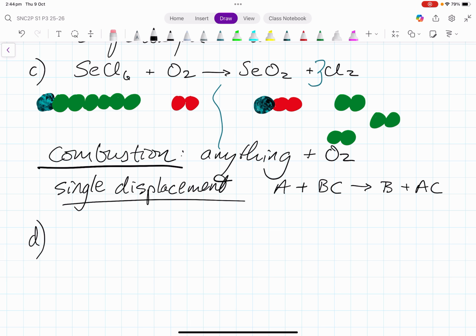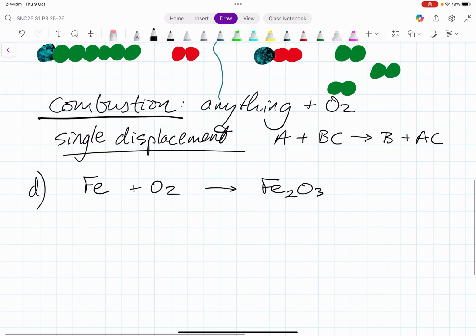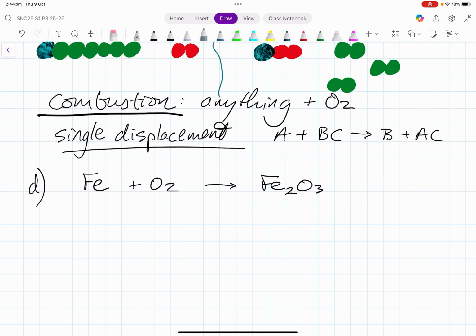Okay, next one is Fe plus O2. Now somebody today was asking me about rust. What is rust? Well, rust is when iron oxidizes. Now, the main component of rust is this chemical, but there are others like iron hydroxide, iron 3 hydroxide is another of them. So this is rust. There's your iron there.